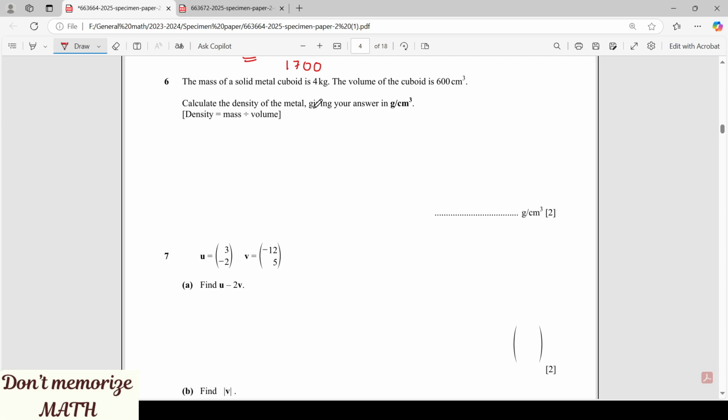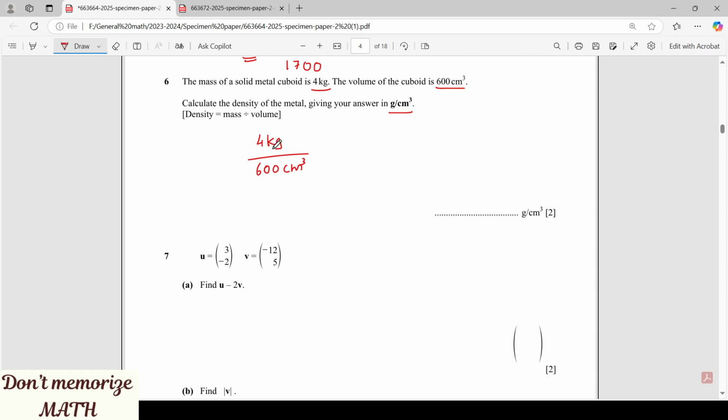Next one, the mass of a solid cuboid is 4 kilogram. So mass is given as 4 kilogram. The volume of the cuboid is 600 centimeter cube. Calculate the density of the metal, giving your answer in gram per centimeter cube. Here the formula is given. Density is equal to mass over volume. What is mass? Mass is 4 kilogram over volume is 600 centimeter cube.